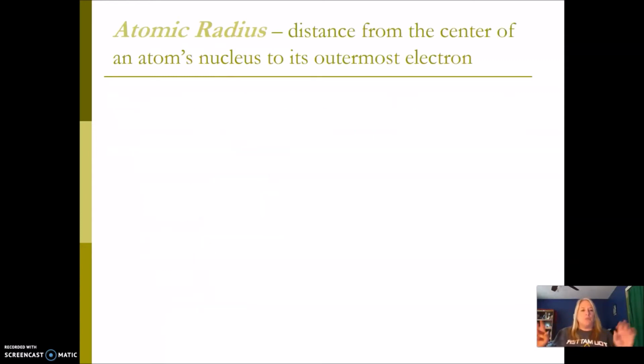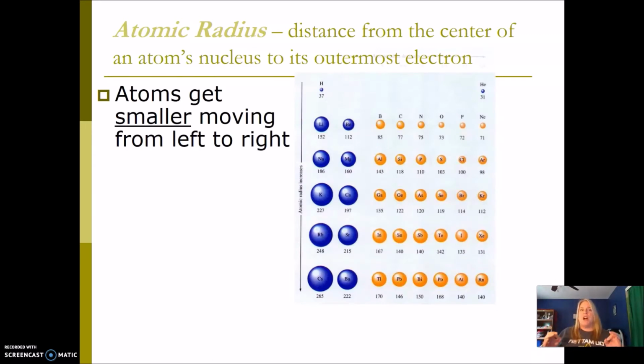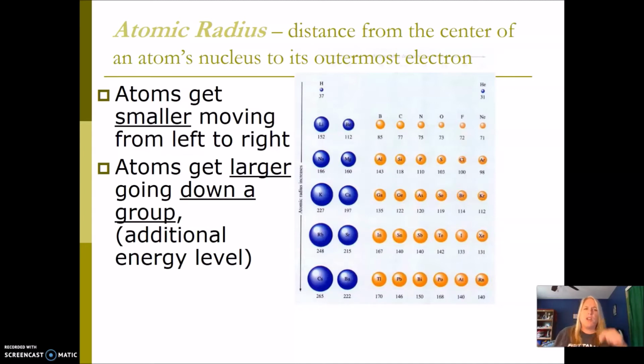So make sure you write this down in your notebook. Atomic radius, first of all, is the distance from the very center of the atom's nucleus to the outermost electrons. And what's really bizarre is that as you go through a row in the periodic table, the left side is bigger than the right side. So atoms actually get smaller as you move across the periodic table. That's weird. We're going to talk about why that is in a minute.